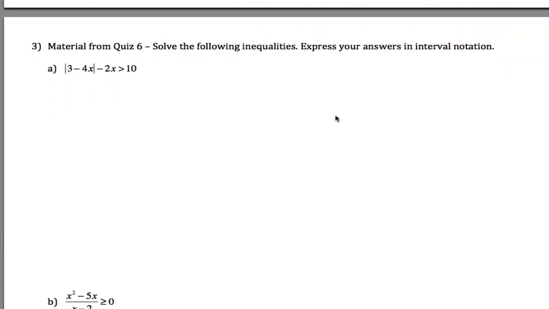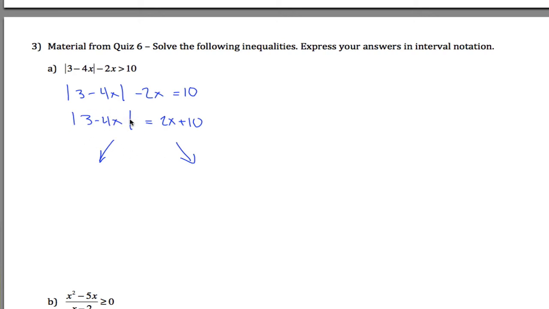Okay, quiz 6. Quiz 6 was a lot of inequalities. So the material that I chose on this midterm from quiz 6 was solving a bunch of inequalities. First one, absolute value inequalities. I think the easiest way to do these is to first set it up as an equality, change this sign into this sign, then isolate the absolute value, and then solve this equation by getting rid of the absolute values.